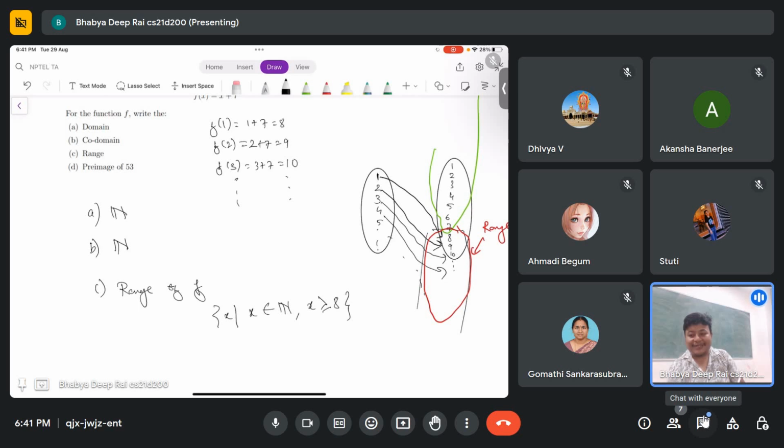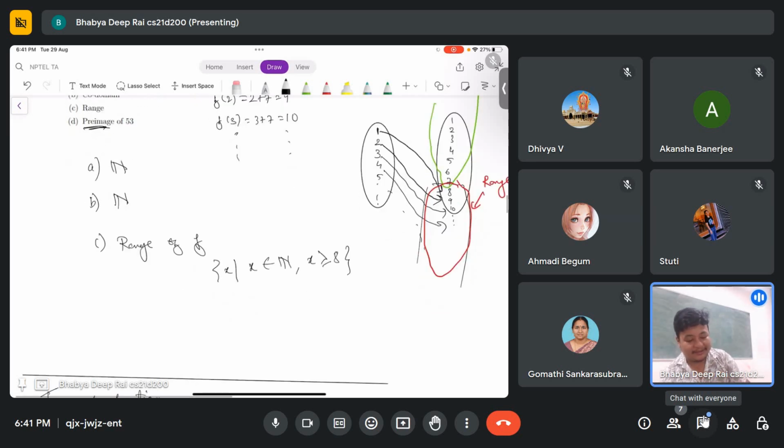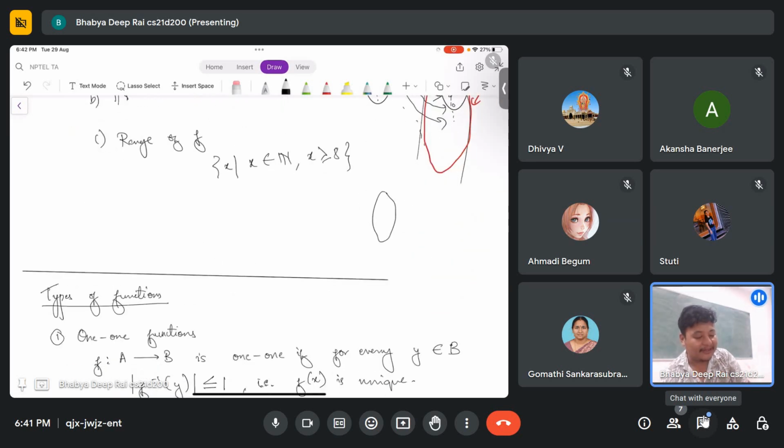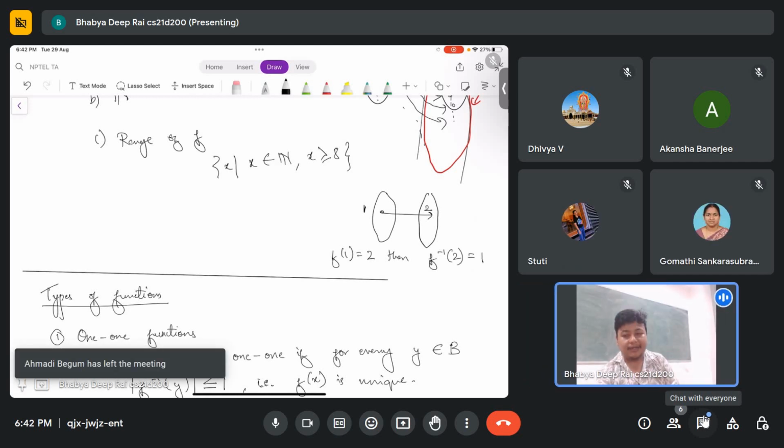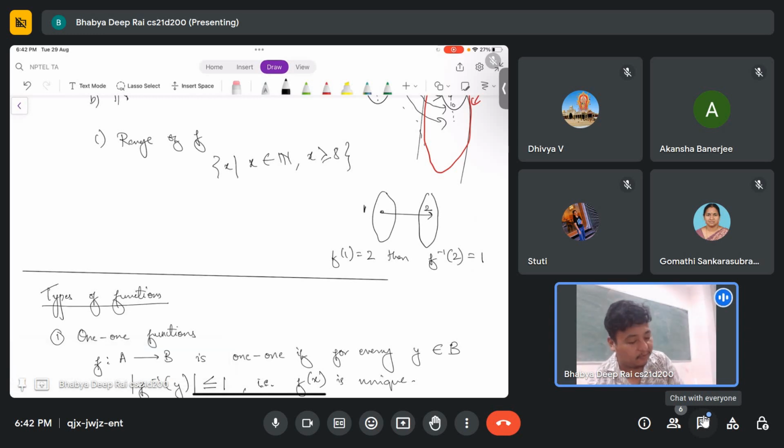Now the question asks, what is the pre-image of 53? I did not use this term or explain it before, but I'll quickly tell you now. I think it's also in the lectures. A pre-image is the reverse of the function, or more correctly, the inverse of the function. So if 1 maps to 2, f of 1 equals 2, then the pre-image of 2 is 1, or it is also written as f inverse of 2 is equal to 1.